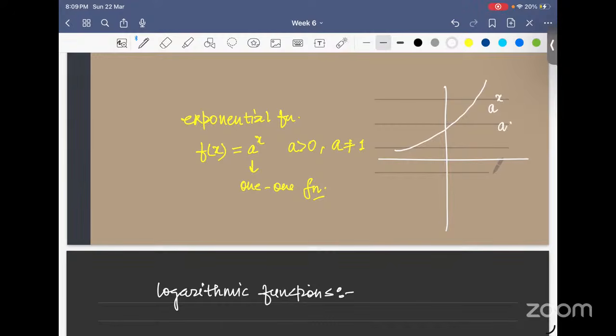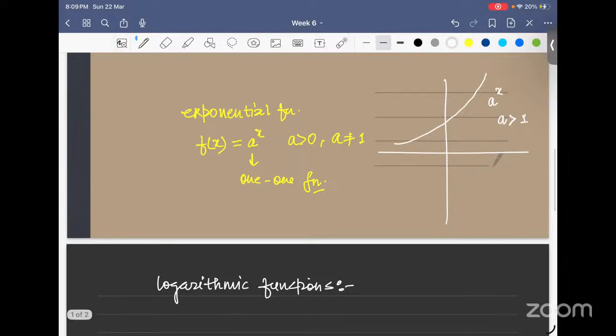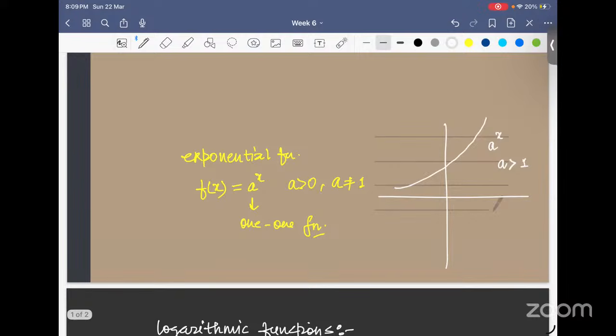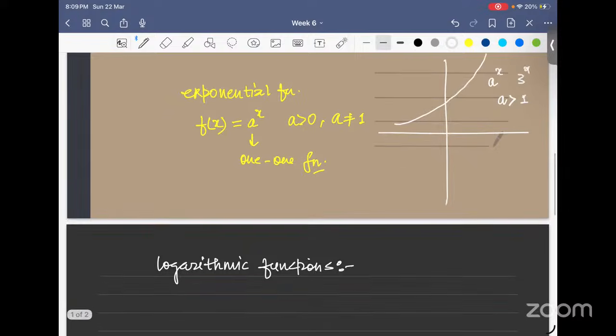a^x, where a is greater than 0, or you can just say that a is greater than 1, because from 0 to 1 the function goes a bit different, the way you represent it. So it is a to the power x, or you can say 3 to the power x. a can be any value that is greater than 1. So this is how you represent it.